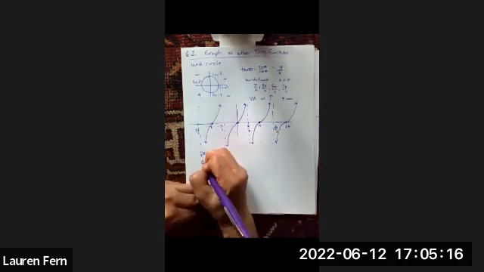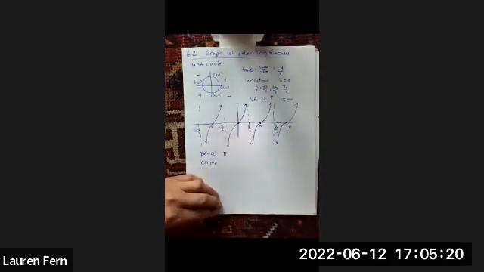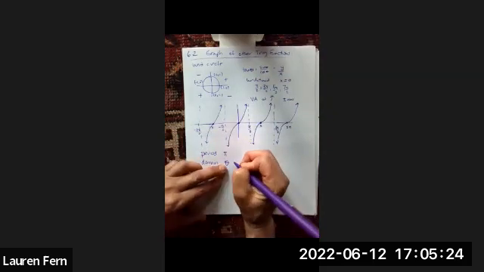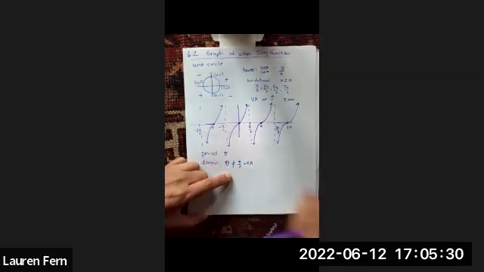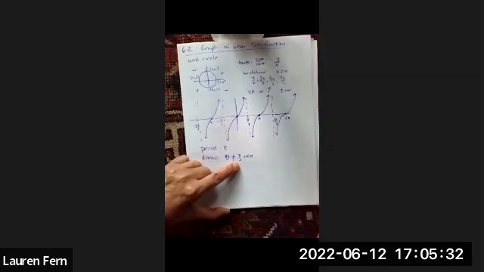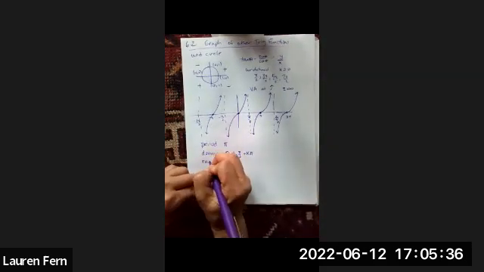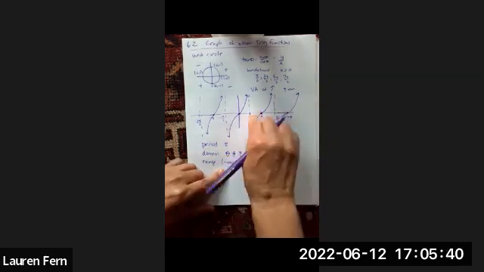Our domain, notice we now have values that we have to exclude. Our theta cannot be equal to pi over 2 plus k pi. Okay, we're talking all odd multiples of pi over 2. Notice our range goes from negative infinity to positive infinity.